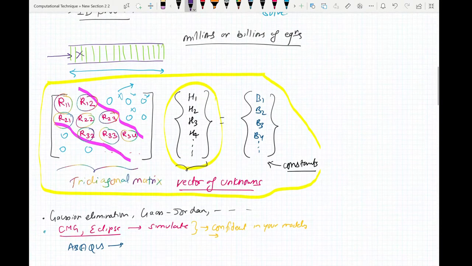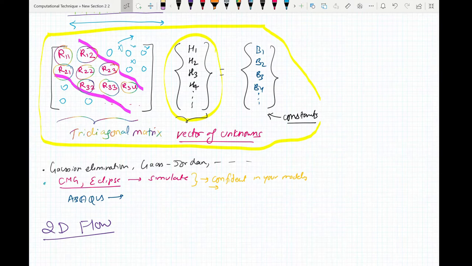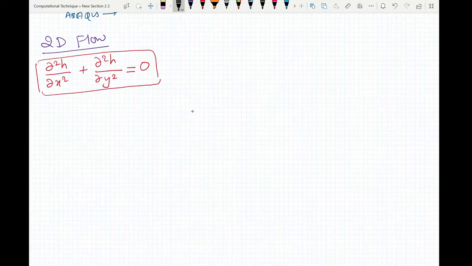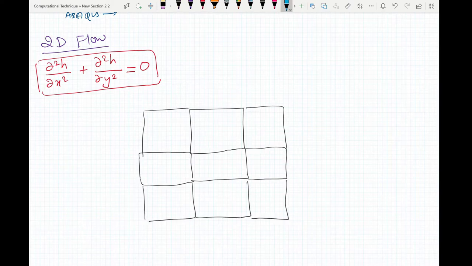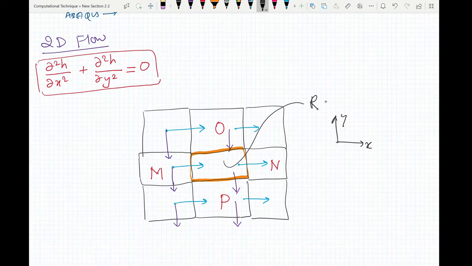Now for this case, what I have to do is we have to take only 2D equation from the Darcy's law. Therefore, let's make our grids like we did in FDM. So what we'll have here is a grid like this. Now in this case, what we assume is the water flows from here to here straight in the x direction and downward in the y direction. Here also, let's take this grid here, the center one, and let's name this grid block as M, this as N, O, and P. You can see here that the water inflows from M to this grid here. Let's say this is grid R we are concerned about.